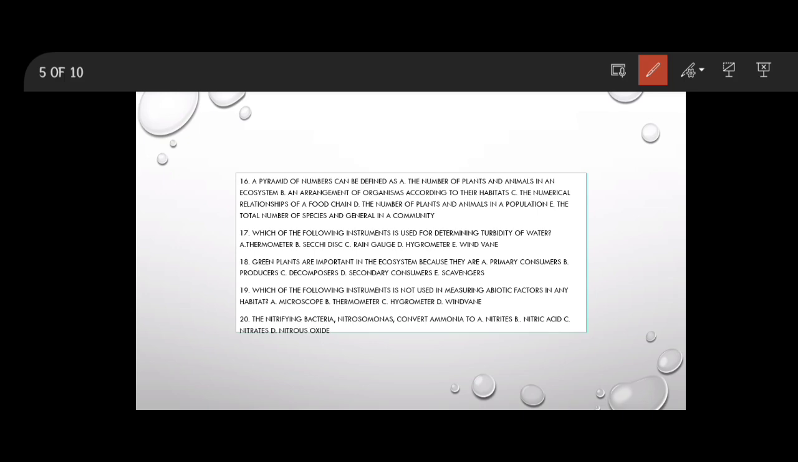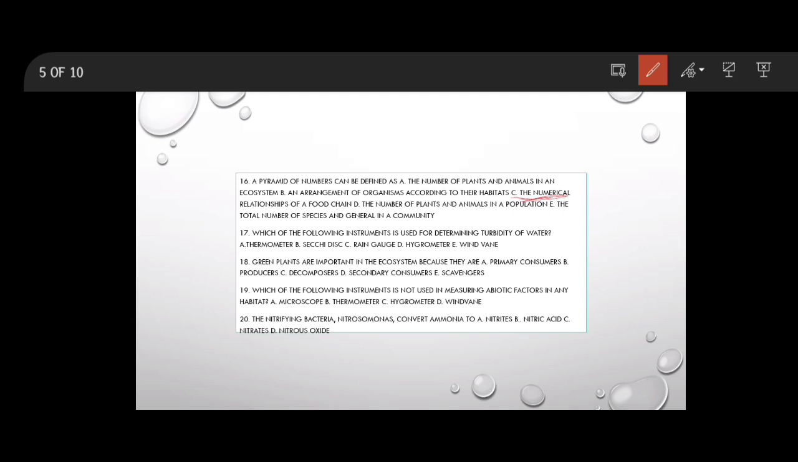The number of plants and animals in an ecosystem, that is wrong. Arrangement of organisms according to their habitat, that is also wrong. The numerical relationship of a food chain, yes, a potential answer. The number of plants and animals in a population, that is wrong. The total number of species and genera in a community, that is what? That is also wrong. The answer is what? The numerical relationship of a food chain. That is, the numerical relationship is trying to tell us the number of organisms present in each trophic level of a food chain. So our answer will be what? Option C.